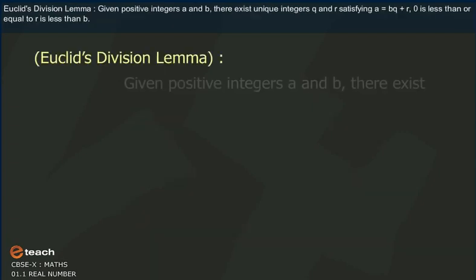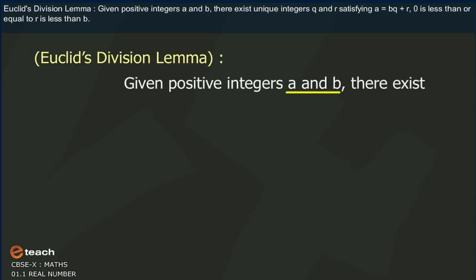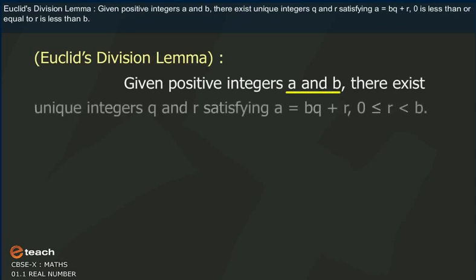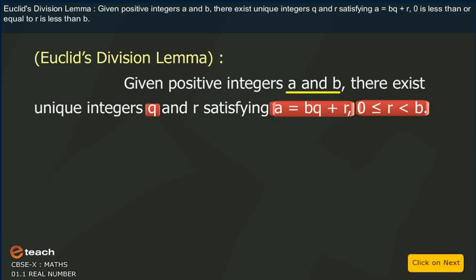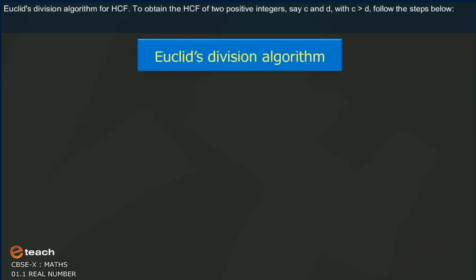Euclid's division lemma: given positive integers a and b, there exist unique integers q and r satisfying a = bq + r, 0 ≤ r < b. Euclid's division algorithm for HCF.